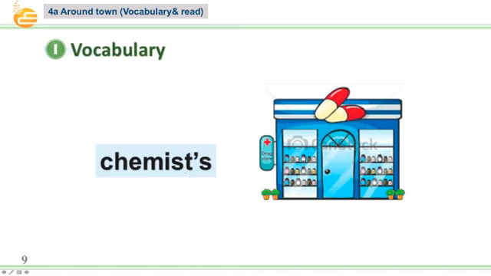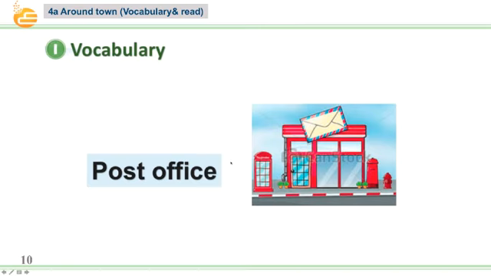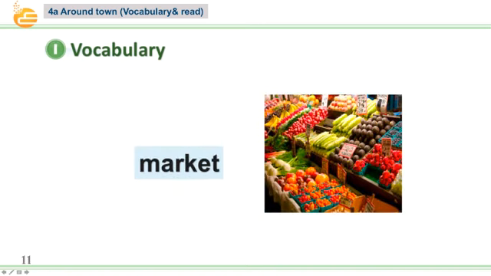Chemist. If you are sick or ill, you go and buy medicine from this place. If you have a cough, stomachache, or headache, you can buy some stuff here. And the most popular thing is Panadol, okay? Post office. The place you send your messages to another place or another city or another country. Your envelope, you put it here, you go to the post office, then they send this message or this envelope to your friend or your family in another place. Market, yes, I love it. At the market, you can buy a lot of stuff, food and many good things. You can arrange your dinner in your house.